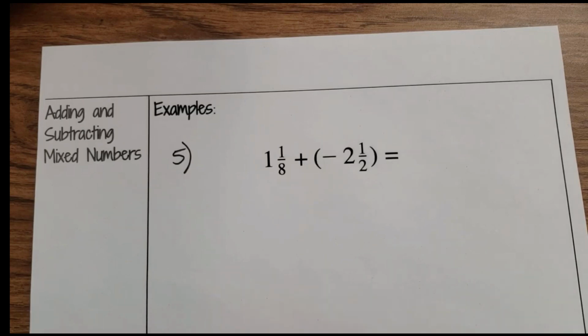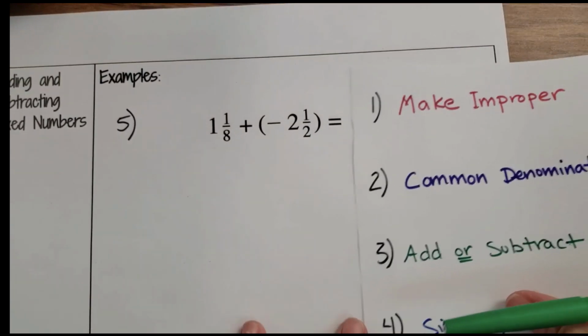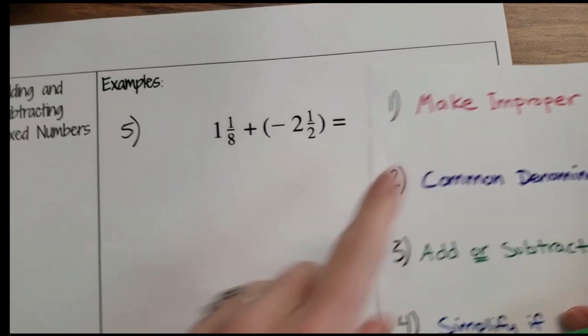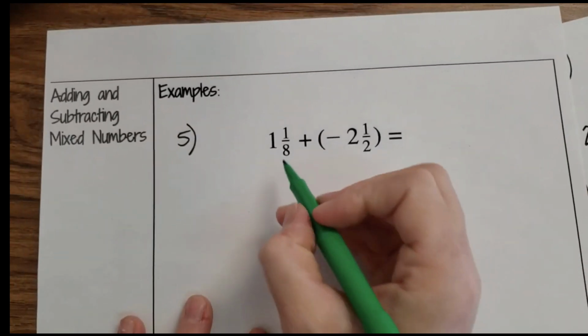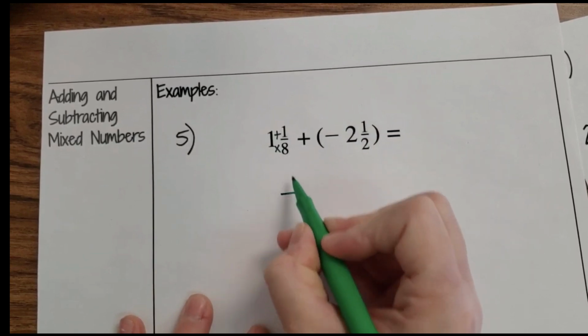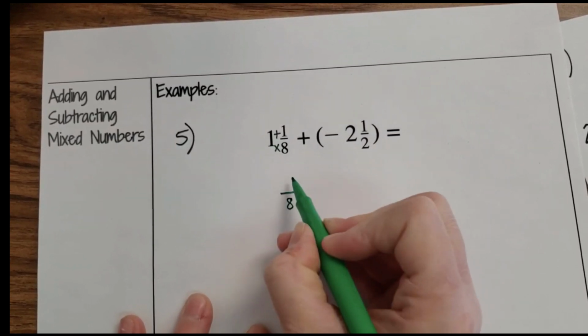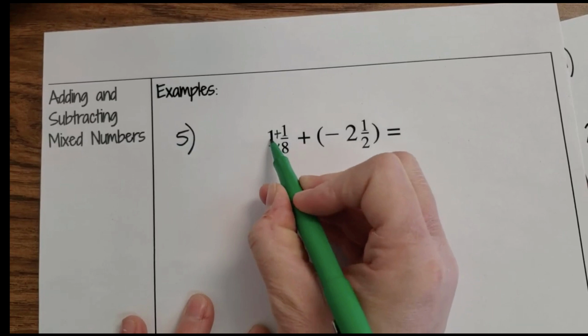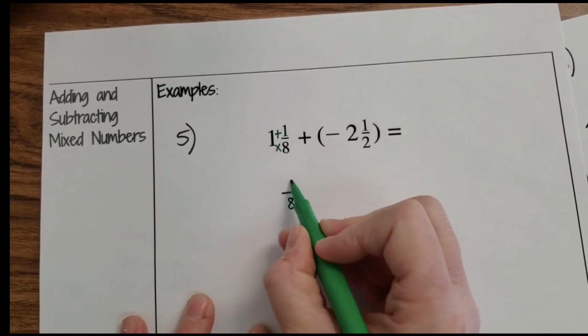All right. So we're going to need to make improper fractions on here. First step, improper. Okay, so put down TX for Texas. If this is eighths, it's going to stay eighths. Let's find the numerator. How many eighths? 8 times 1 is 8. Plus 1, we have 9 eighths.